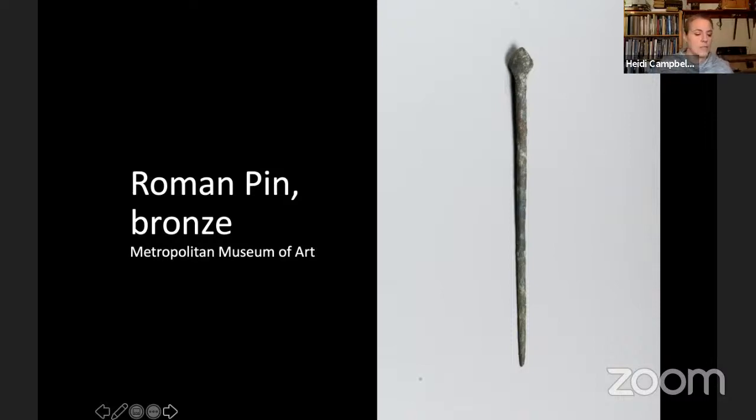Pins in the study of dress are intertwined since they were indispensable for fastening garments for hundreds, if not thousands of years. So let's take a look at how these pins were used in that way.